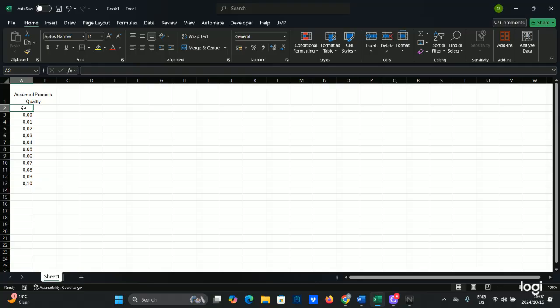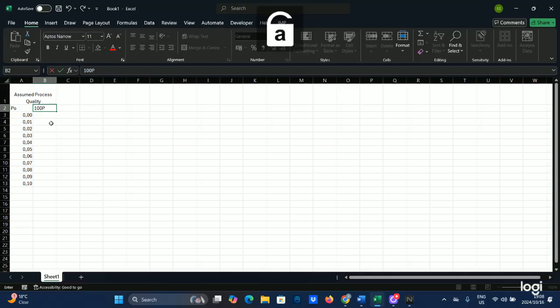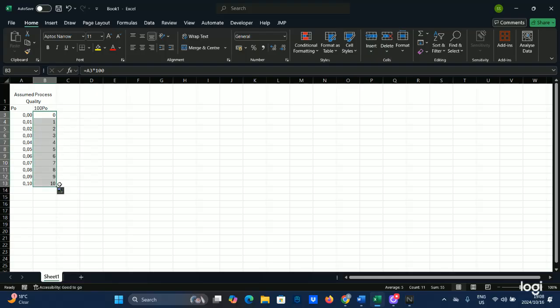your assumption of the probable defective or non-conforming product you might find in the lot. So you call this PO, the probability of non-conforming. And then what you're gonna do is multiply this by 100 to get the expected percentage of non-conforming. So you just say this multiplied by 100, and then you drag your formula up to here.